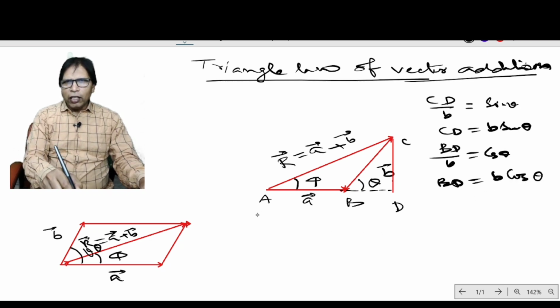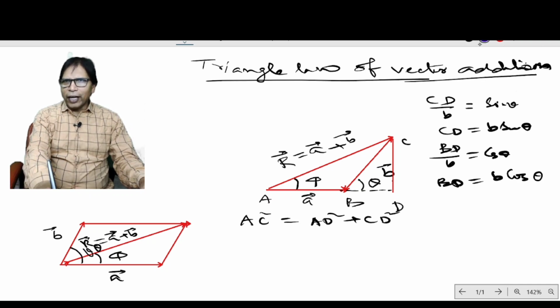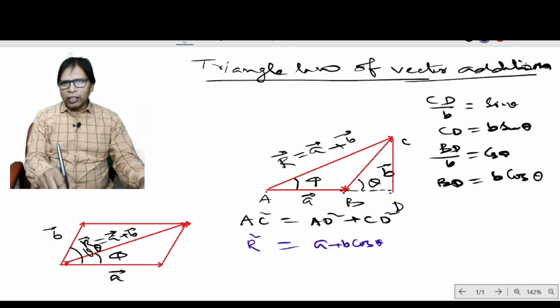Now from the right angle triangle ACD, AC is the hypotenuse, CD is the perpendicular, and AD is the base. So AC square equals AD square plus CD square. This is R square. Now AD equals A plus B cos theta, so R square equals (A plus B cos theta) whole square plus (B sin theta) whole square.